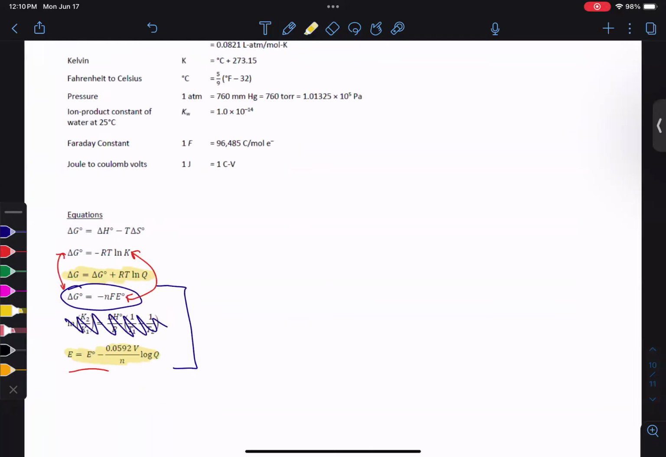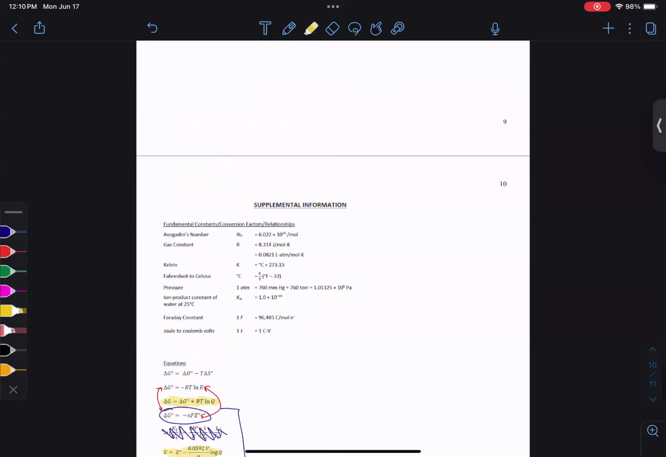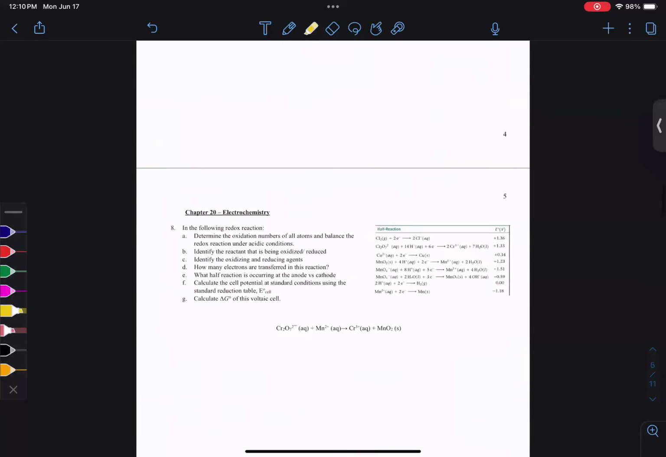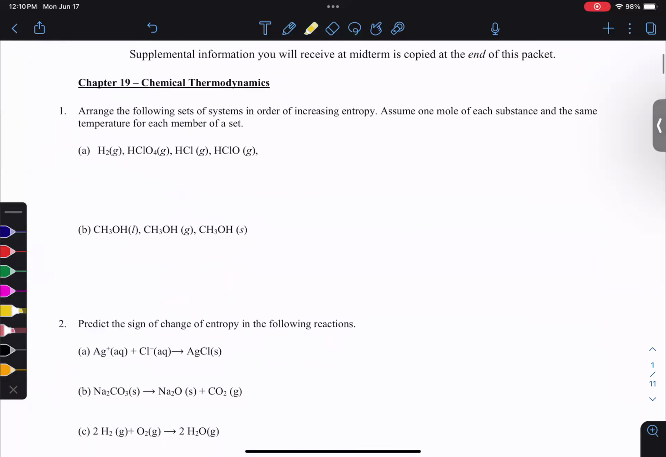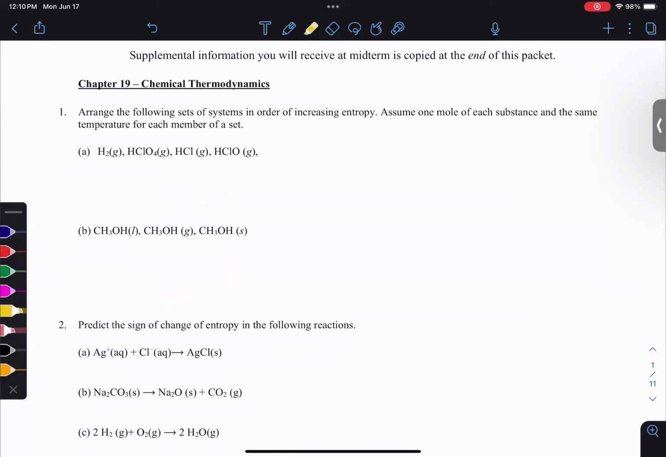All right, so let's go through it. Let's do chapter 19. I think it was somewhat of a longer chapter. There are more concepts there in chapter 19, entropy and Gibbs free energy. So let's work on that.